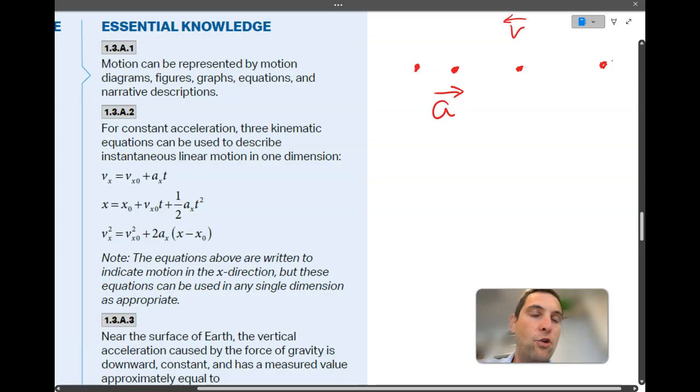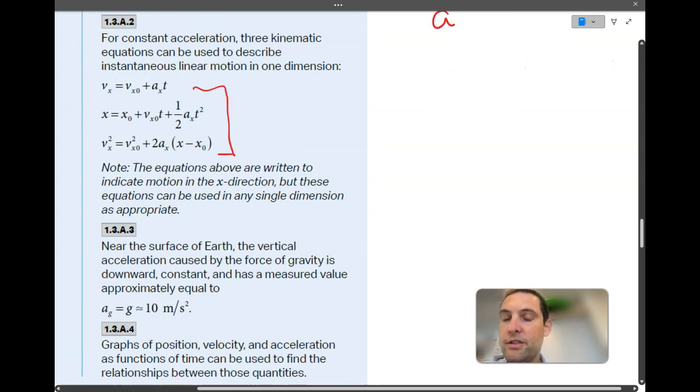These are the strobe lights happening at equal intervals. So in between 1 and 2, this is 1 second. In between here and here, this is the second, third second, and so on.